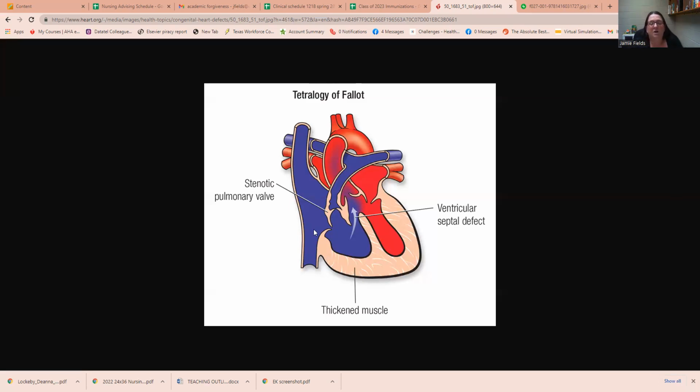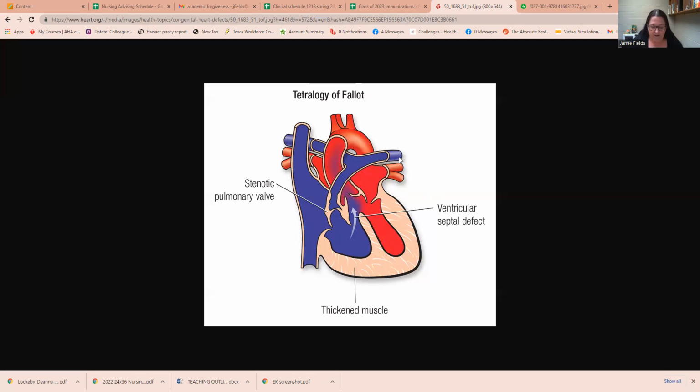Okay. You will also see, remember, older kids who have this will sometimes squat down if they're having a TET spell because that increases the pressure here. So if you have a baby with Tetralogy of Fallot who starts crying and then suddenly turns blue, one of the things that you may see that nurse do is fold their legs up like they're in a squatting position, because that increases the pressure on the systemic circulation side, which will allow more blood flow to the lungs.